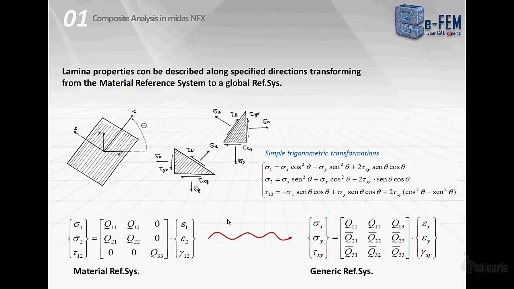But if we need to define the elastic properties and the behavior of the material along a different reference system, a Cartesian reference system that is not aligned to the material, we need to define the angle of misalignment between the two reference systems, and we need to define a new compliance matrix or a new stiffness matrix. In this case, we can link the two matrices, those in the material reference system and those in the generic reference system, only with simple trigonometric transformations. So we can calculate the generic matrix starting from the simple matrix in the material reference system.